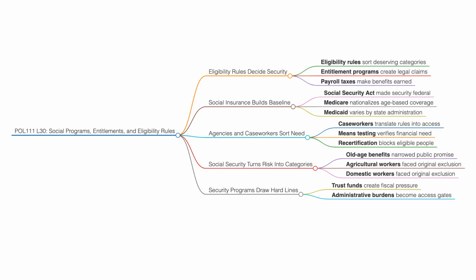Recertification creates another gate. A person may qualify in January, miss a notice in June, lose coverage in July, and spend months trying to restore a benefit that the law still says they deserve. A program can save money by making access hard, but then it may fail its purpose.